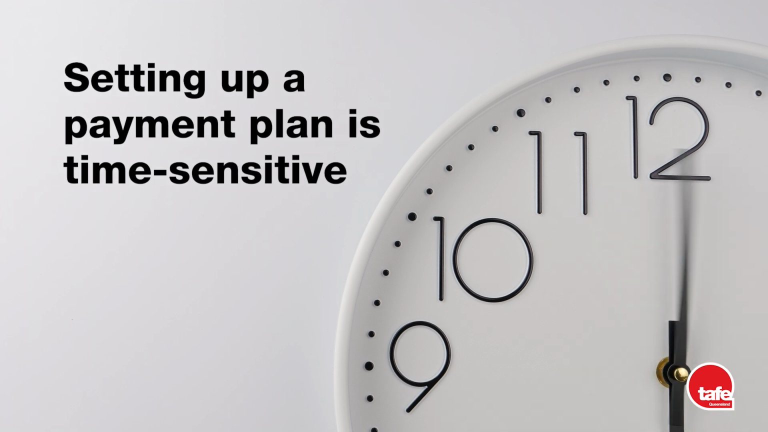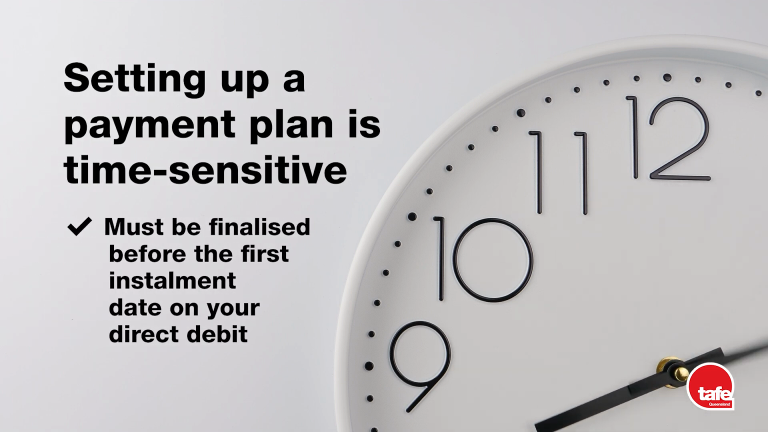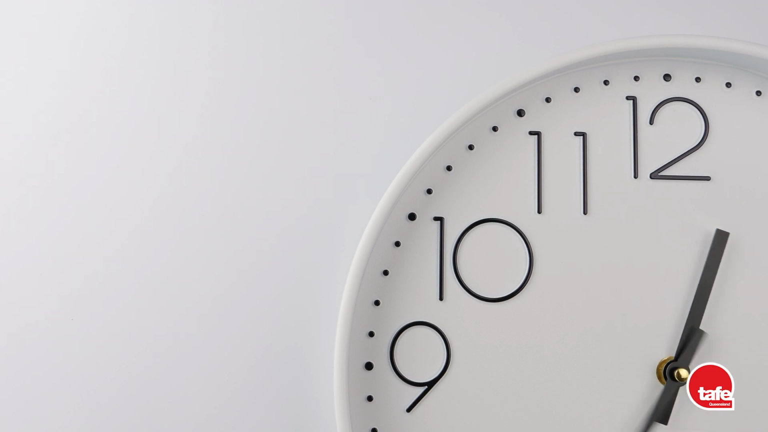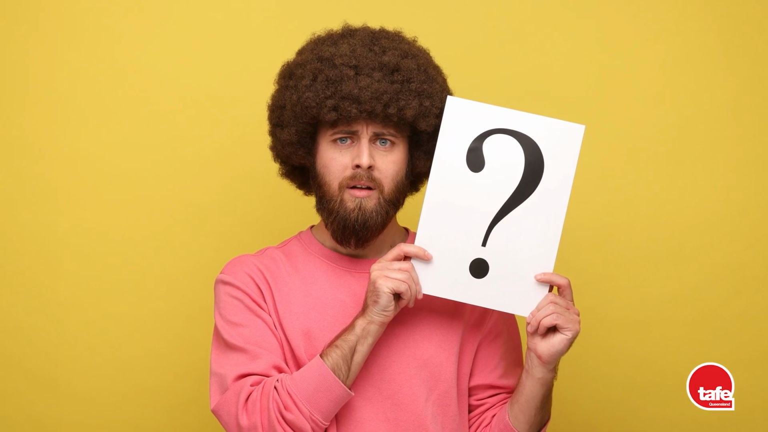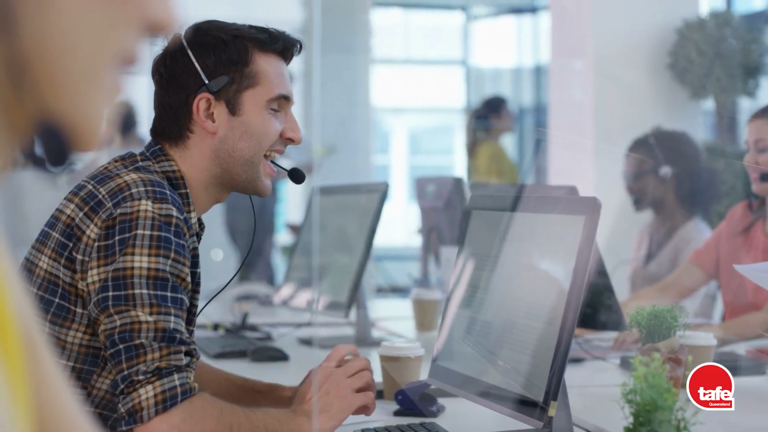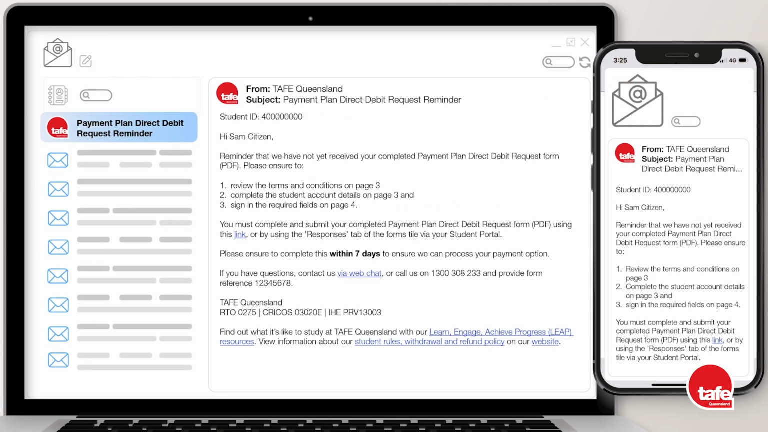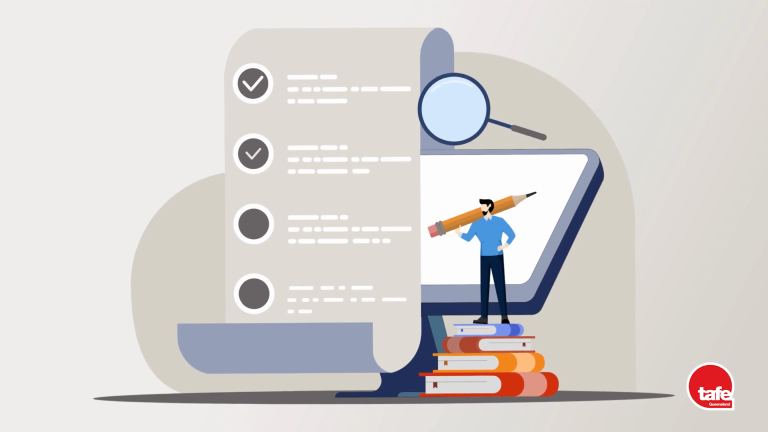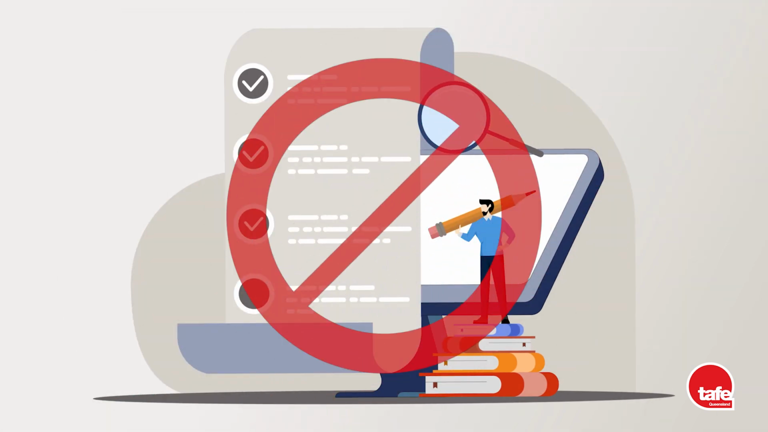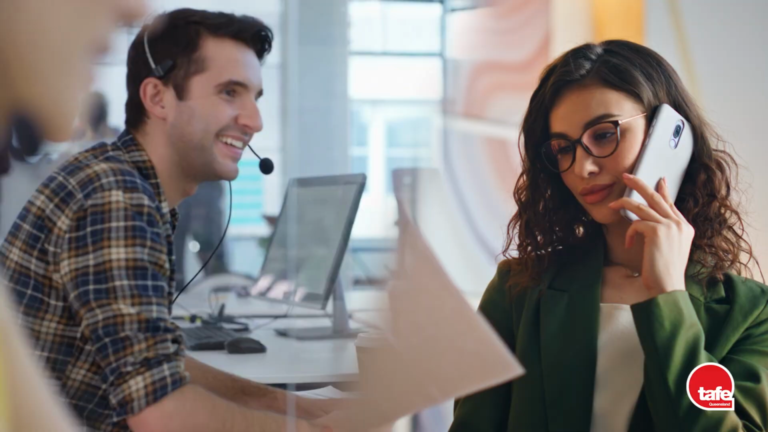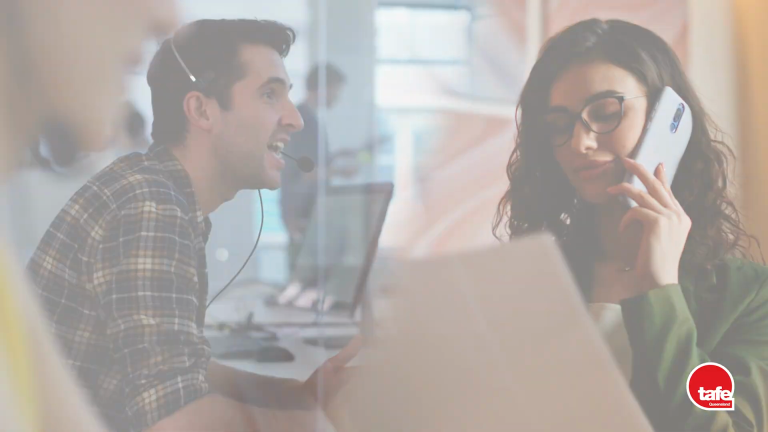Setting up a payment plan is time-sensitive and must be finalised before the first instalment date on your direct debit request, so if you have any questions, please do not delay reaching out to us. We will send you reminders if you do not reply or action requests for further information. If we cannot progress your payment plan direct debit, your request for a payment plan will be cancelled, and you will need to make alternative payment arrangements right away.